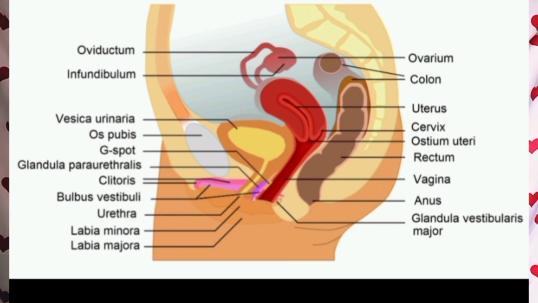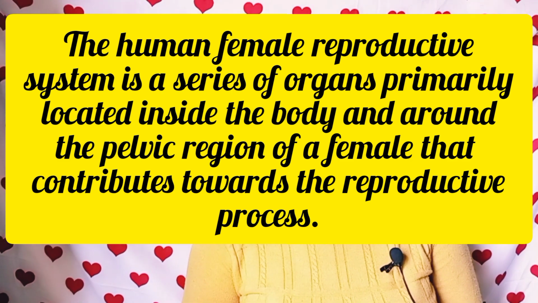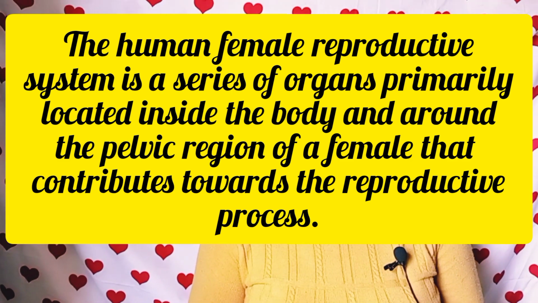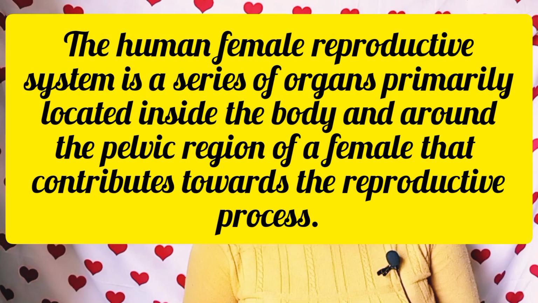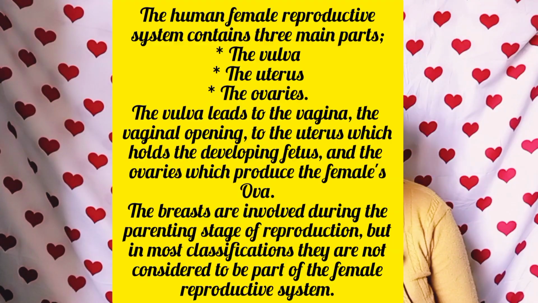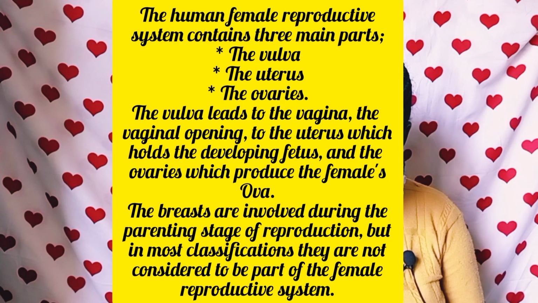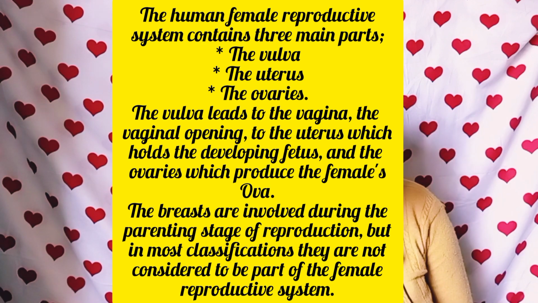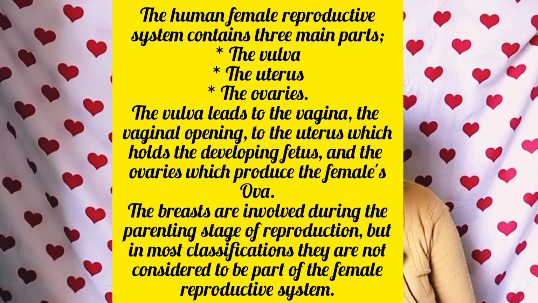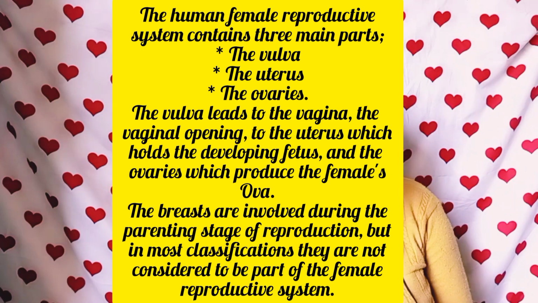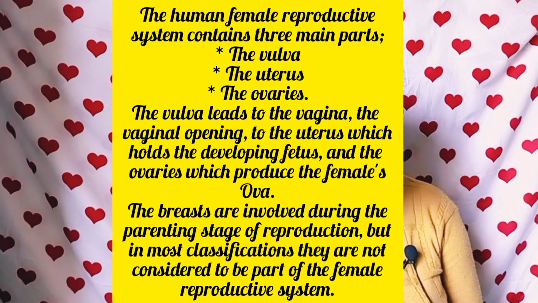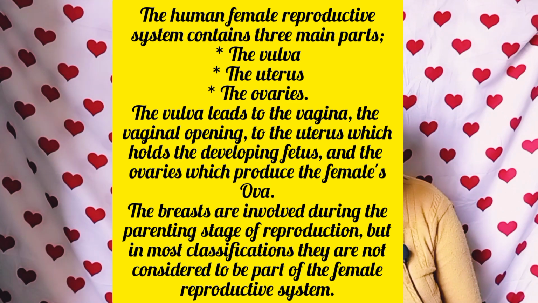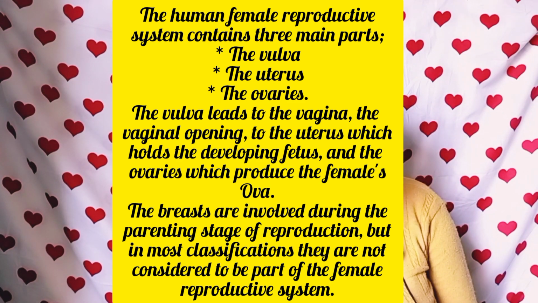The female reproductive system is a series of organs primarily located inside the body and around the pelvic region of a female that contribute towards the process of reproduction. The human female reproductive system contains three main parts: the vulva, the uterus, and the ovaries. The vulva leads to the vaginal opening down to the uterus, and the uterus holds the developing fetus, and the ovaries produce the female ova.